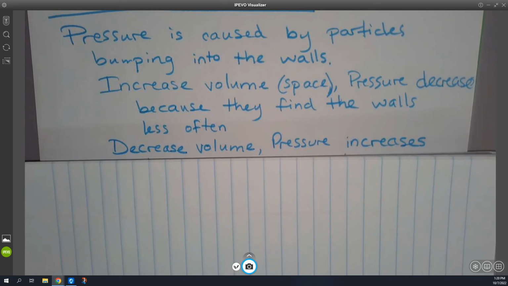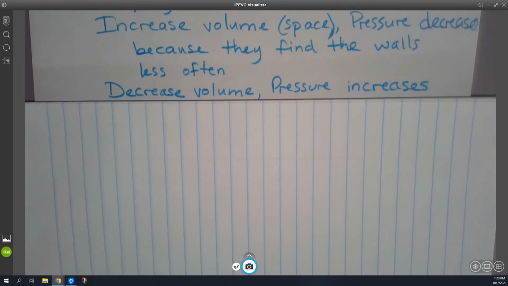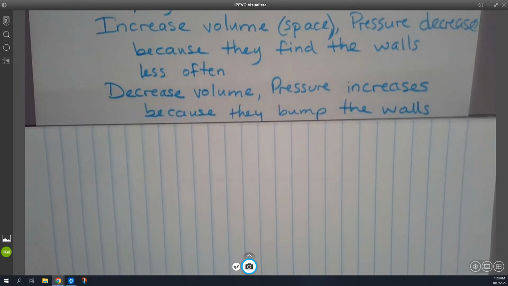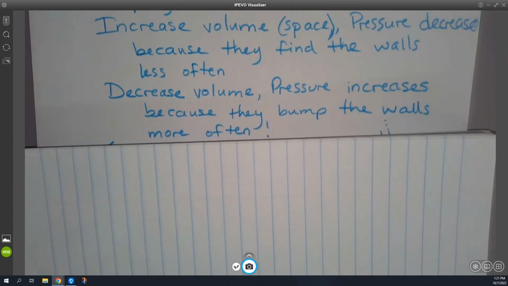If we decrease the volume, what happens to the pressure? It decreases. You decrease the volume, the pressure is going to increase. And why is it going to increase? Because they find the walls more often. Because they bump. I put bump this time. Okay. Yeah, same thing though, right? They bump the walls more often.